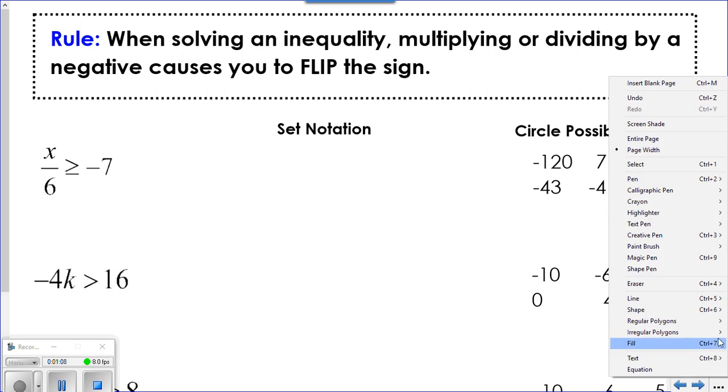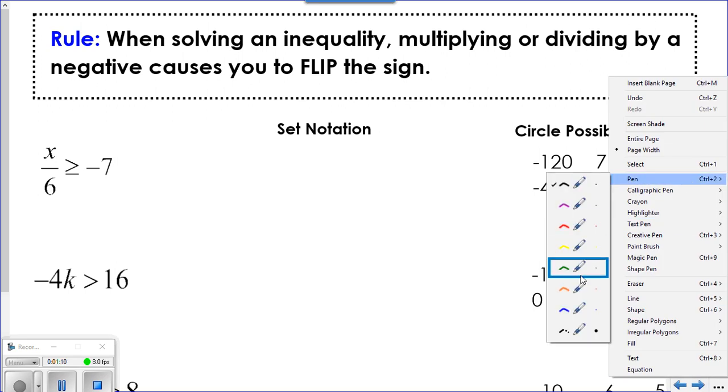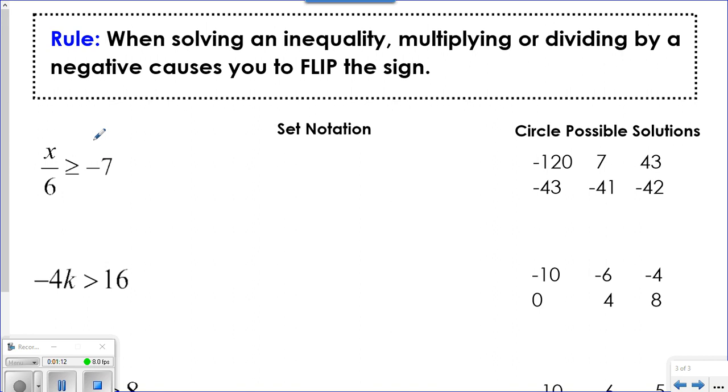So, remember that we solve inequalities the same way as we solve equations. So I look for my variable, I think about what I need to do to isolate that variable. So here I'm going to multiply by 6 on both sides. And we'll get x is greater than or equal to -42. I multiplied by +6, so my sign stays the same for my inequality.